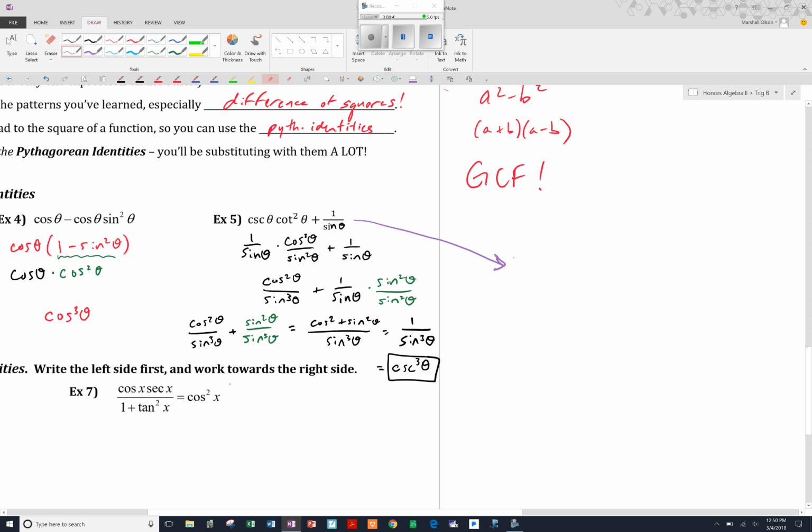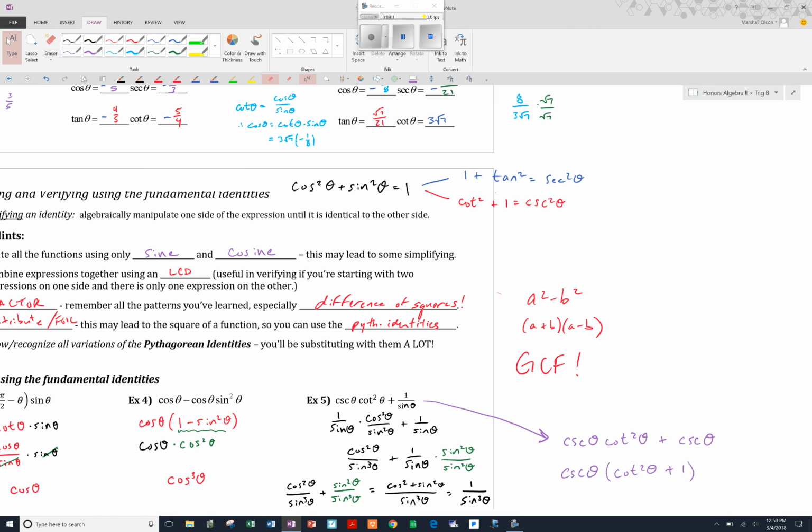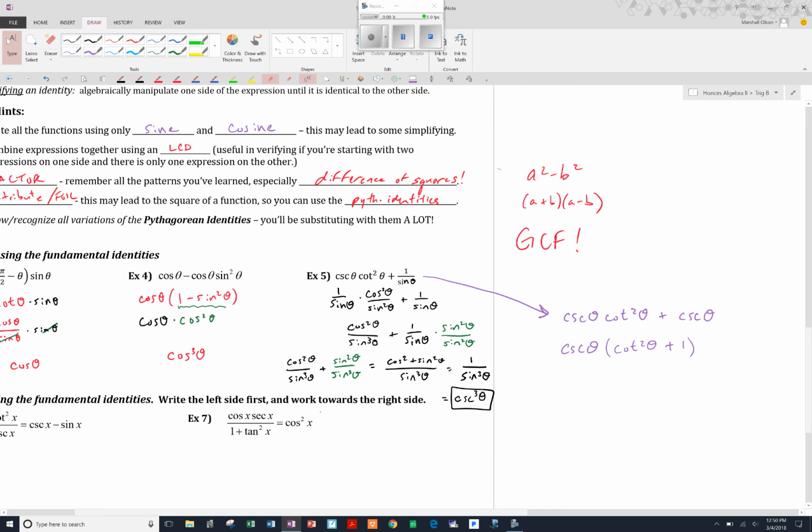Another way that you could have done this problem is to recognize that last term could be rewritten as cosecant, 1 over sine, and then pull a cosecant out as a GCF. It's common to both terms. That would leave me with cotangent squared plus 1. And you're probably wondering, why didn't we do this right away? This looks way easier. Maybe you see where this is headed already. Cotangent squared plus 1. Look at that. That equals cosecant squared. So we can replace that with cosecant squared.